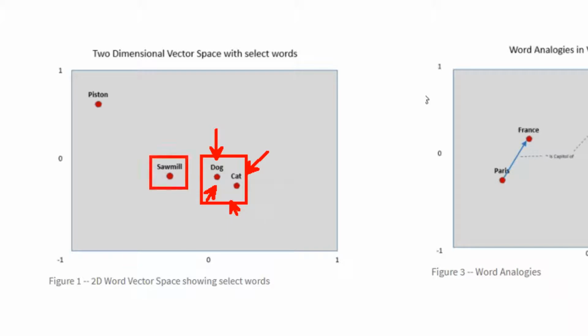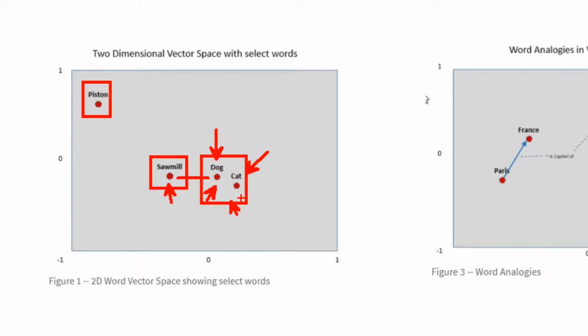Now, sawmill is a strange word, but it's close to dog, because if you think of a log dog, you can associate that with a sawmill. But a word like piston is usually not used together with dog and cat and sawmill. That's why it's farther from the other words. So you can use vectors learned from your natural language parsing machine learning bundle to establish a text vector space like this. And what's the power you have in your hands?